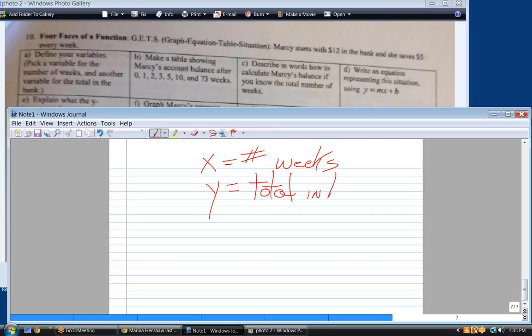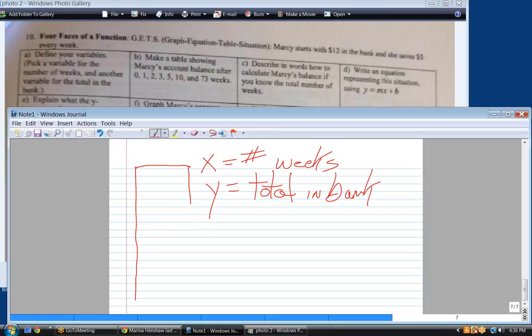Total in bank. Some people might have picked W for the number of weeks and B for the total in the bank. But I have no problem with X and Y. I love X and Y. All right, so that's done. Make a table showing Marcy's account balance after 0, 1, 2, 3, 5, 10, and 73 weeks.